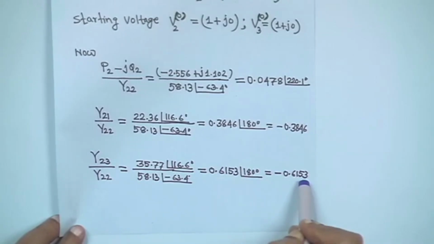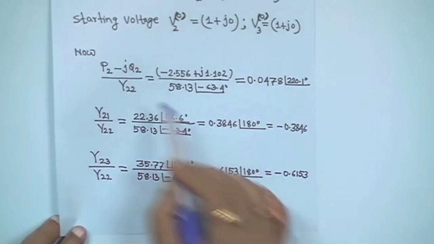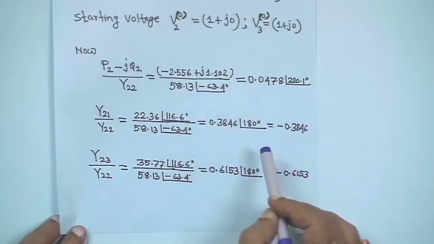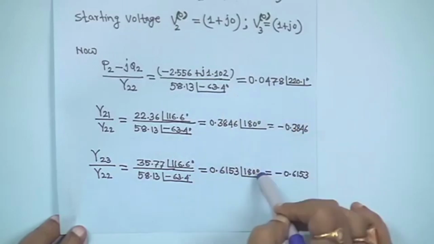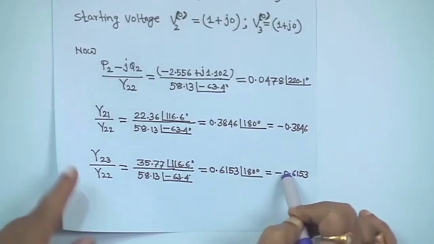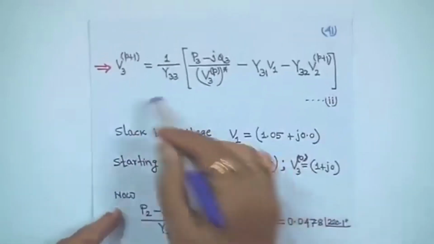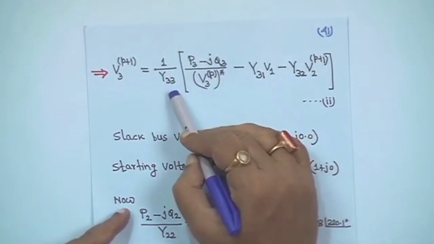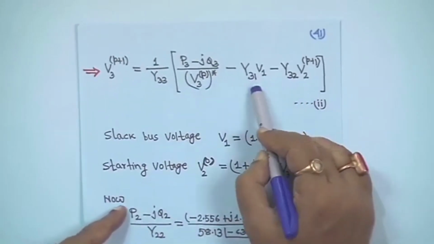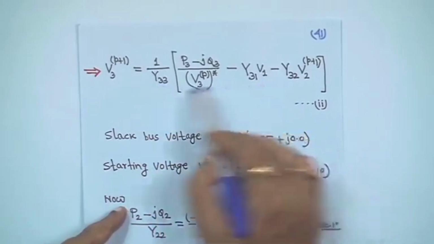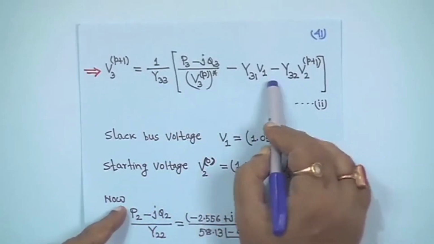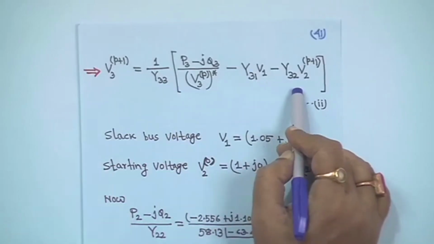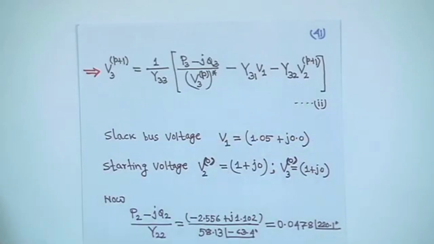So, minus 0.6153, right. These are the parameters for equation V 2. This will not change throughout the iterative process and they will remain constant, right. Similarly, for this equation also you have to compute P 3 minus J Q 3 divided by Y 3 3, then Y 3 1 upon Y 3 3 you compute, and similarly minus Y 3 2 by Y 3 3 you compute, because these are terms that will remain constant, right.